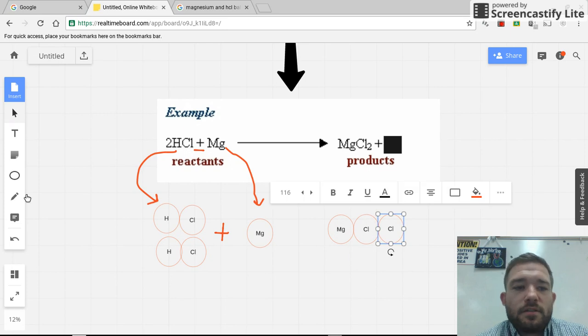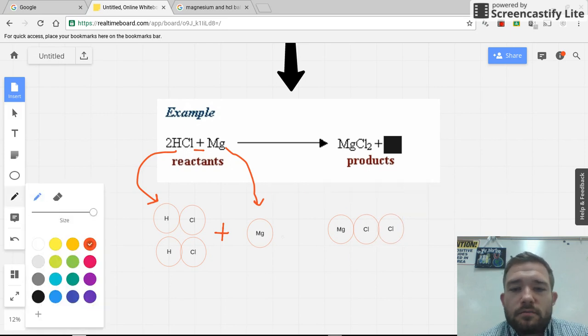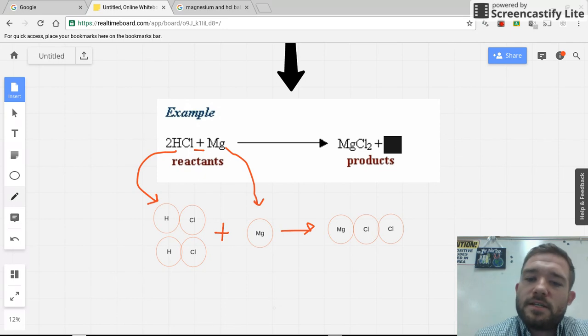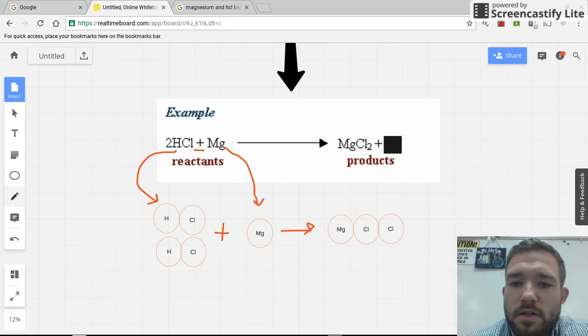Here's why modeling is so awesome, because now we know that some of our magnesium was used, in fact all of it was used in our product. We see that the magnesium bonded with 2 chlorines. Okay, so the magnesium from here came over here, boom, and the chlorines here broke apart from their hydrogen buddies, and they formed up with the magnesium to make magnesium chloride.